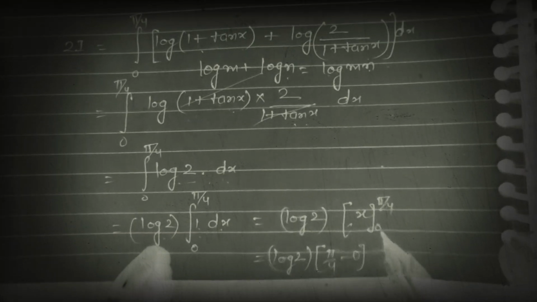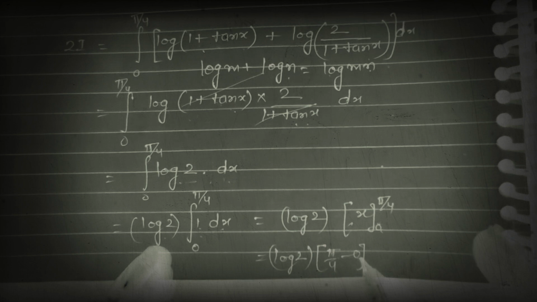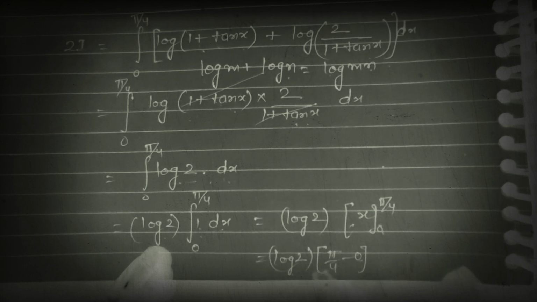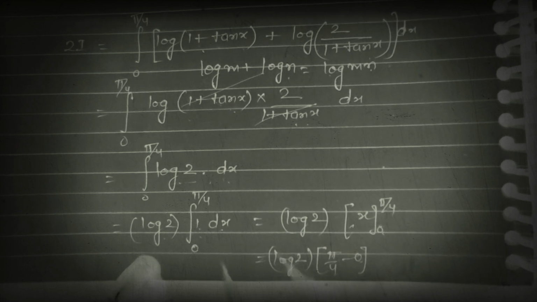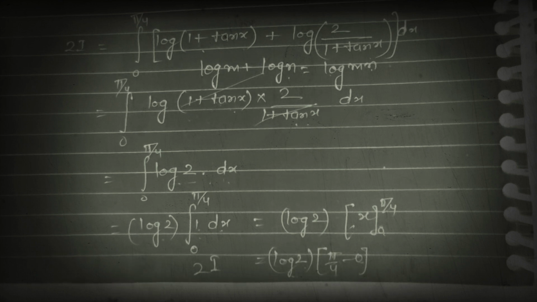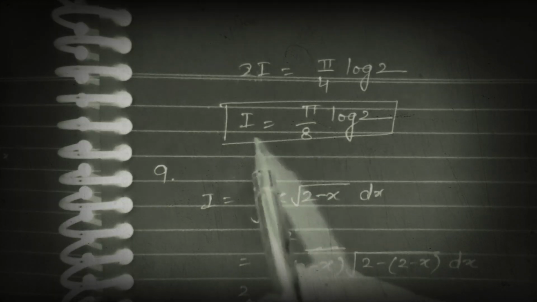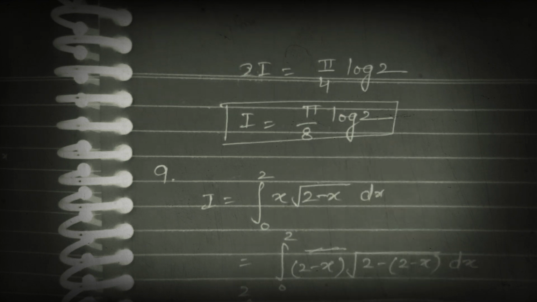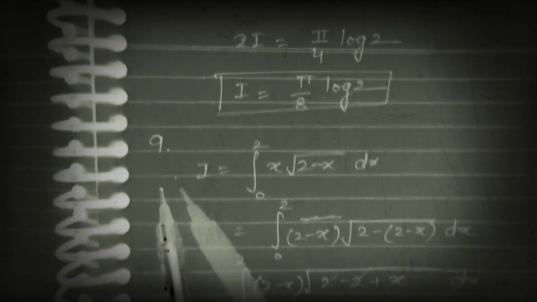We will put the limits in x, upper limit minus lower limit, then we will get pi by 4 into log 2. But this is the value of 2I, then we will find I. It is log 2 pi by 8. So the answer is pi by 8 log 2. So the answer is I is equal to pi by 8 log 2. This is the answer. Now come to the next question, the 9th question.